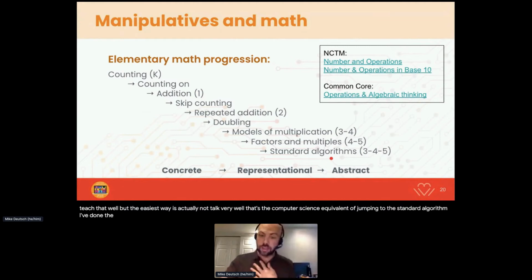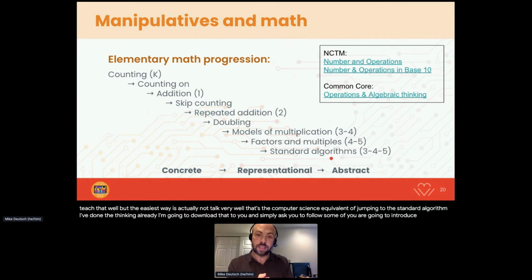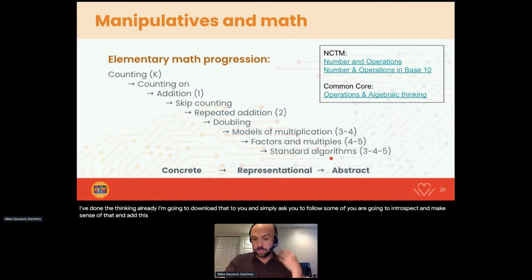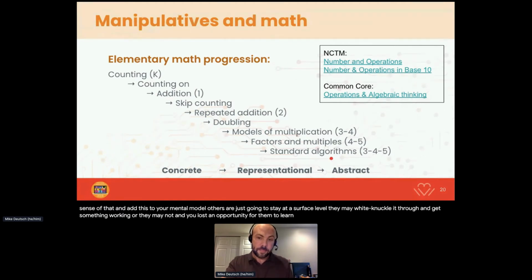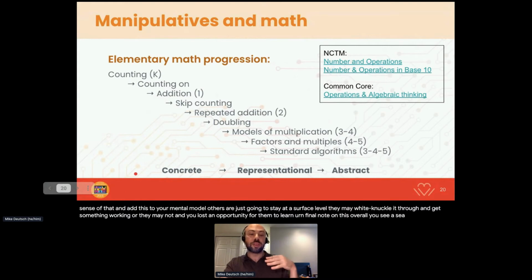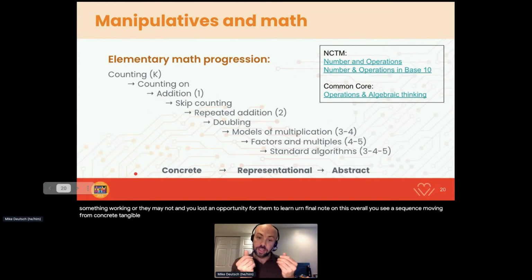I've done the thinking already. I'm going to download that to you and simply ask you to follow. Some of you are going to introspect and make sense of that and add this to your mental model. Others are just going to stay at a surface level. They may white knuckle it through and get something working, or they may not, and you've lost an opportunity for them to learn.